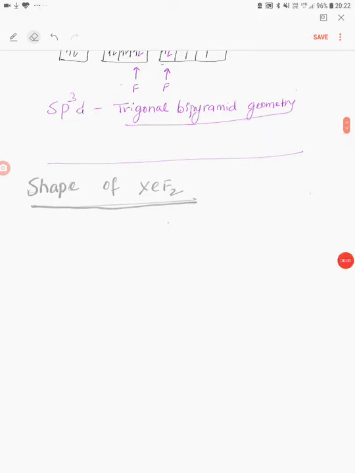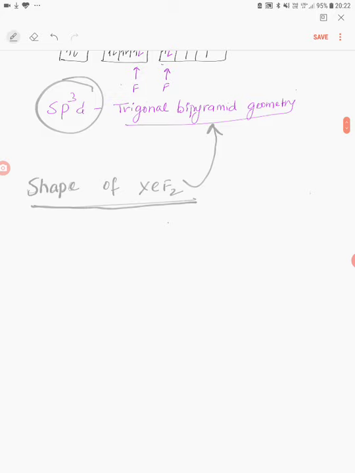In this video, we will be seeing the shape of XeF2. Whenever we discuss the shape of XeF2, based on the previous video regarding the hybridization of XeF2, we predicted that it has trigonal bipyramidal geometry. Sorry, it is not trigonal pyramidal, it is trigonal bipyramidal geometry, but here sometimes the competitive questions will be asked with respect to certain figures.